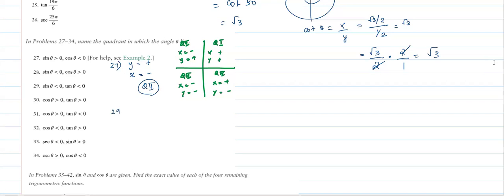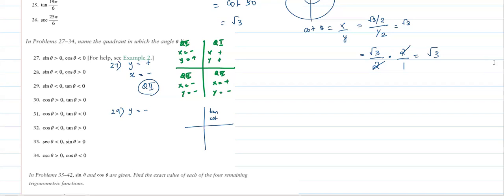29. What is the question telling you? It is telling you that y is negative, and it is saying that tangent is negative. So tangent is negative, okay? So where is tangent negative? Let us do another quick chart for tangent. Tangent and cotangent are going to follow the same thing, okay?